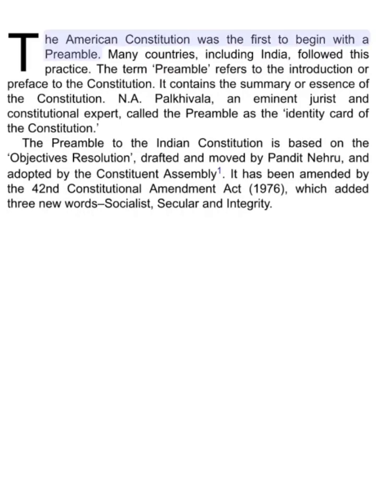4. Preamble of the Constitution. The American Constitution was the first to begin with a preamble. Many countries, including India, followed this practice. The term preamble refers to the introduction or preface to the Constitution. It contains the summary or essence of the Constitution.